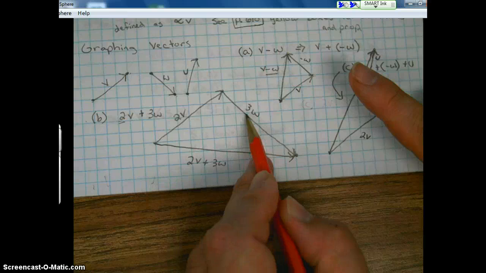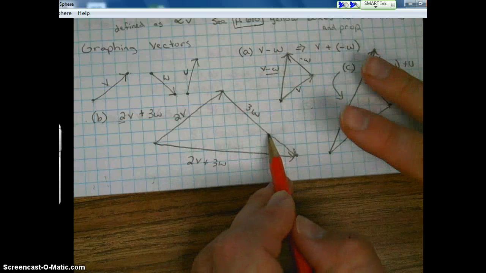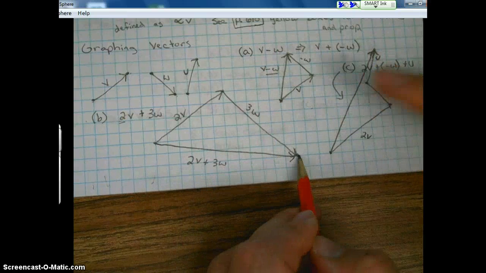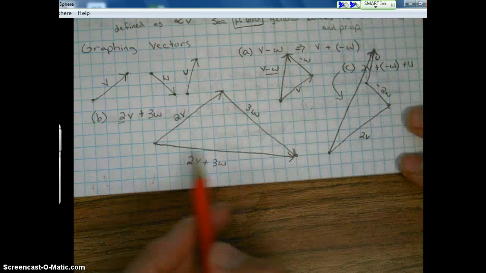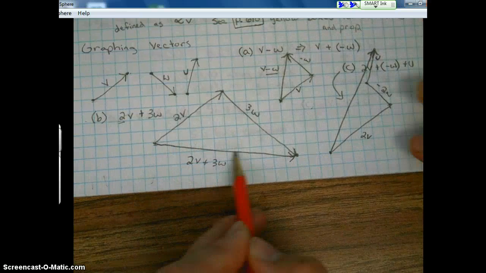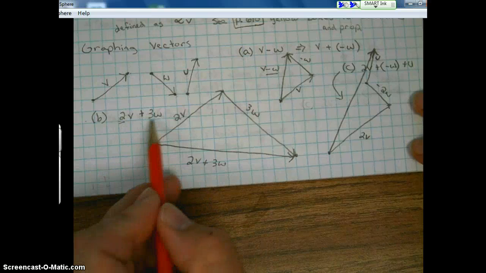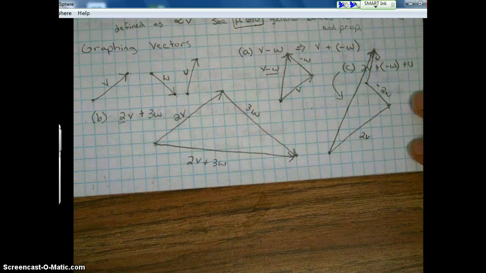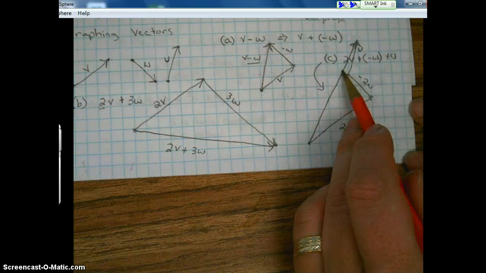Okay, down 2 over 2, that's 2, and then down 2 over 2, that's 3 w's. And the resultant vector is 2v plus 3w. Finally, let's look at C.